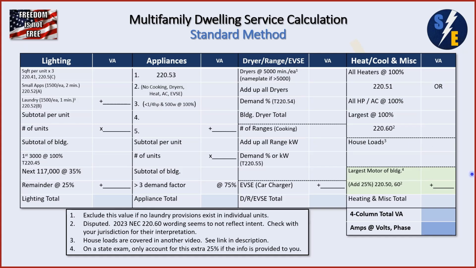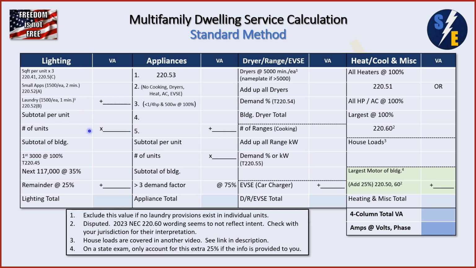So this is a table I've developed so that you can see the whole problem, the whole calculation in one shot on one page. I'm just going to go over it fairly quickly, and then we'll get into it in more detail as we take an example and work our way through it. So we're going to start over here on the left side with the lighting column. We're going to take our square footage of our building, start with that, and then we're going to add our small appliances and our laundry.